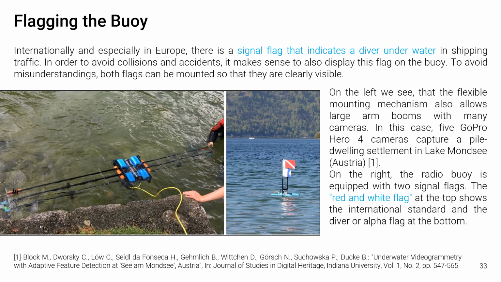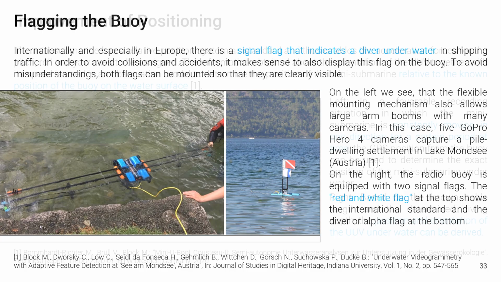On the left, we see that the flexible mounting mechanism also allows large arm booms with many cameras. In this case, 5 GoPro Hero 4 cameras capture a pile-dwelling settlement in Lake Mondsee in Austria. On the right, the radio buoy is equipped with 2 signal flags. The so-called red and white flag at the top shows the international standard and the diver or alpha flag at the bottom.